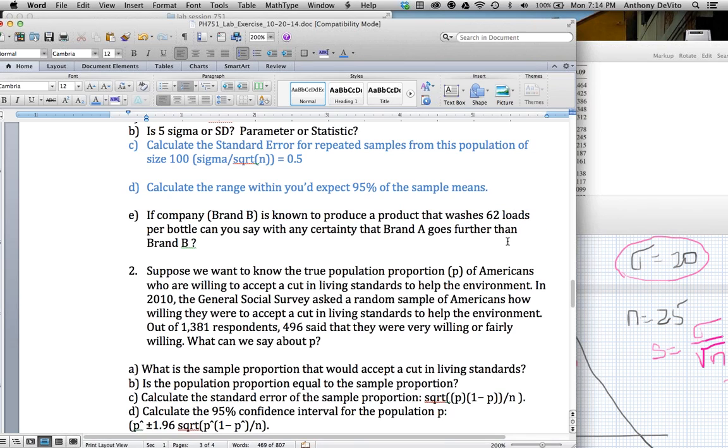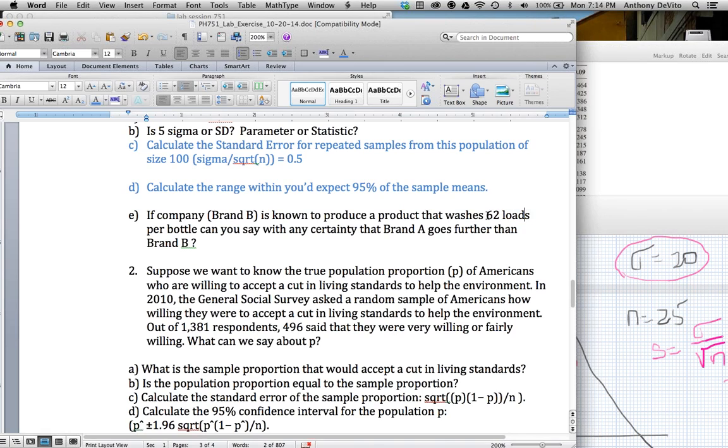If I told you that another company is known to make a product that washes 62 loads, and we know that for a fact, would you say that the two of them are different? Well, we're 95% certain that our material only washes from 55 to 58. So if this other one does 62 loads, we're 95% sure that they're different, right? Because that's outside of the range of uncertainty that we have for our real population mean.